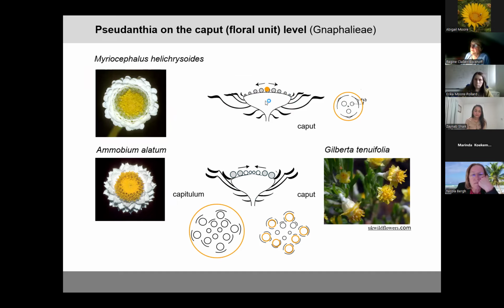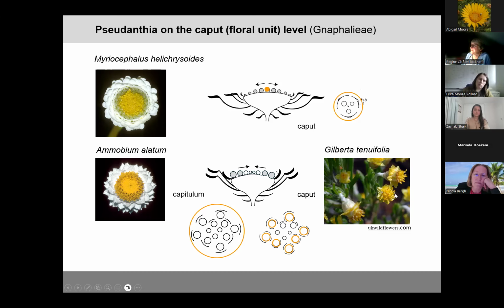Unfortunately, we don't have developmental data, so we cannot interpret this centrifugal pattern, whether it is a cryptic cyme or raceme or just the effect of spatial constraints. We don't know this yet.